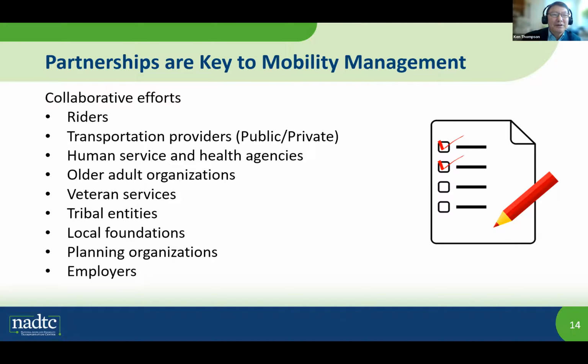But anyway, I'm going to talk a little bit about partnerships as they are the key to mobility management. When we talk about mobility management, it's not one organization or group providing it. It's really a community. We like to think of mobility management as collaborative efforts that include a bunch of different entities. We like to even say that the riders and people getting the rides are really part of that mobility management effort.